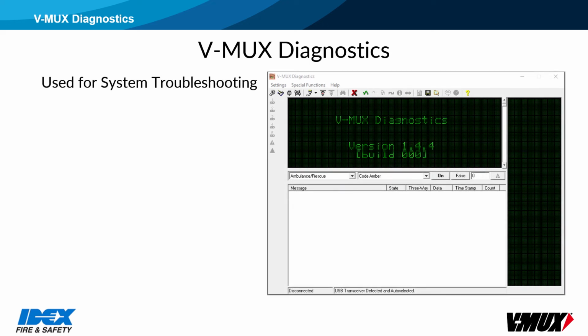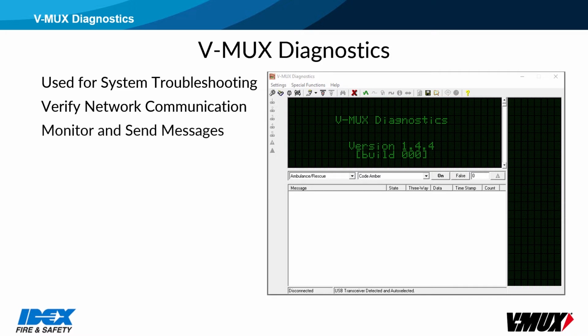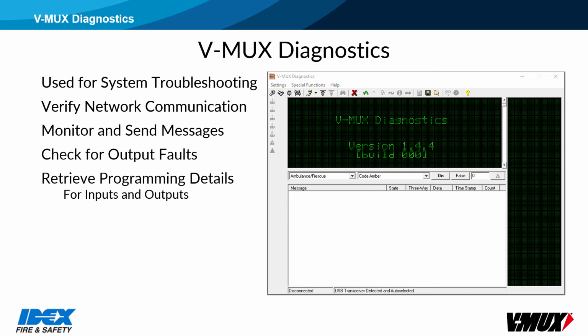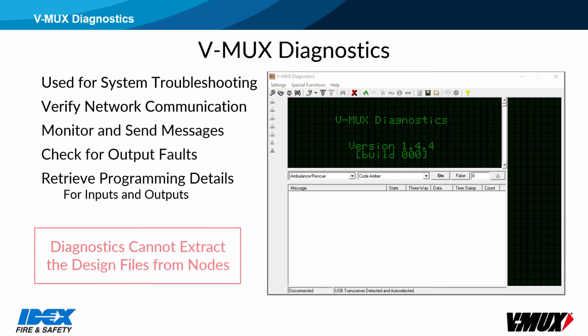V-MUX Diagnostics is used for system troubleshooting. With it, you can verify communication to all nodes, monitor network messages, send messages, check for output faults, and download input and output information from the nodes. You cannot extract a binary file from the node to install it into a new node. In that situation, you need to get the node design file from the truck builder.